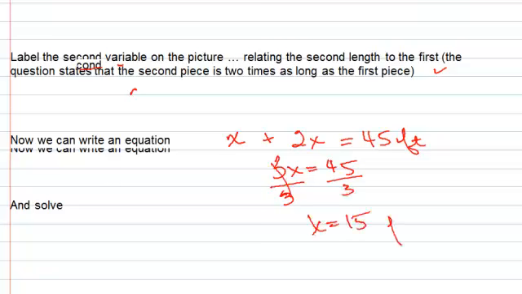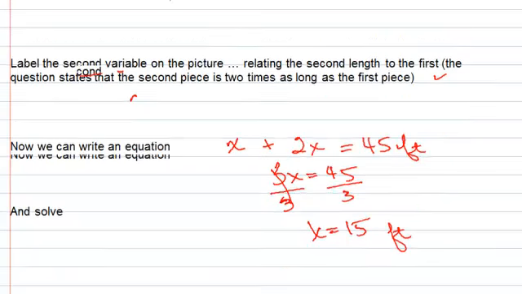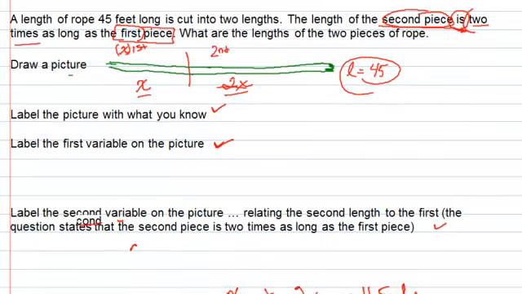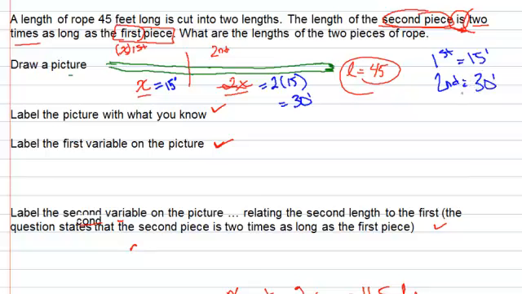So now we know that the first piece was 15 feet long. We go back to our picture here, to our word problem. It says, what are the lengths? So we know that the first length is 15 feet. So this one is 2 times 15, which is 30 feet. So the first piece, 15 feet. The second piece, 30 feet. So that's the basics on how we do this.